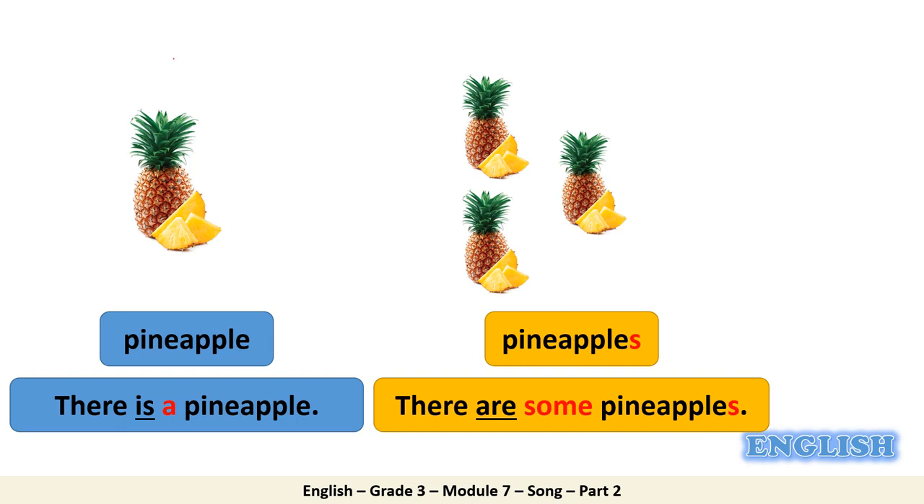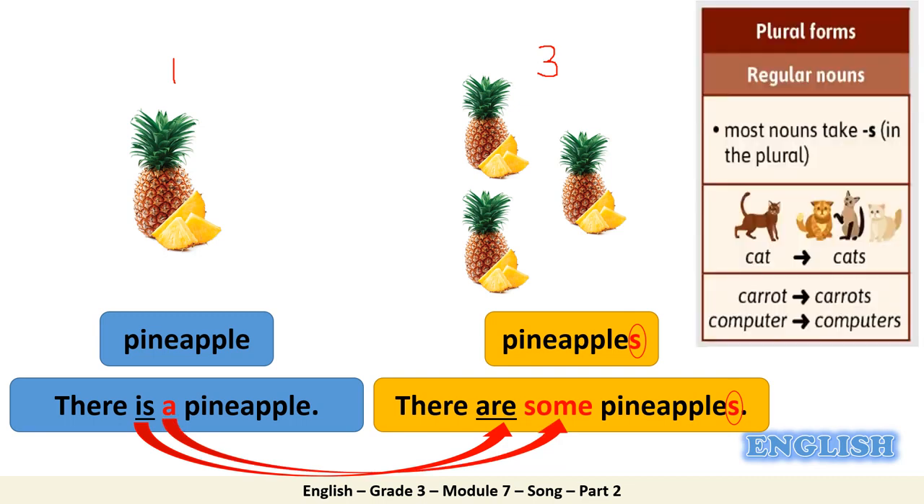Here we have 1 pineapple. And here we have 3 pineapples. So we added the S after the word pineapple. We also changed "a" to "some" and "is" to "are". So the first spelling rule is to add S. Most nouns take S in the plural. Cat, cats. Carrot, carrots. Computer, computers. This is the spelling rule number 1. Let's move to the second one.